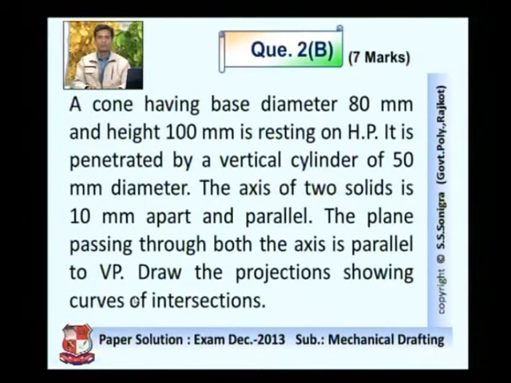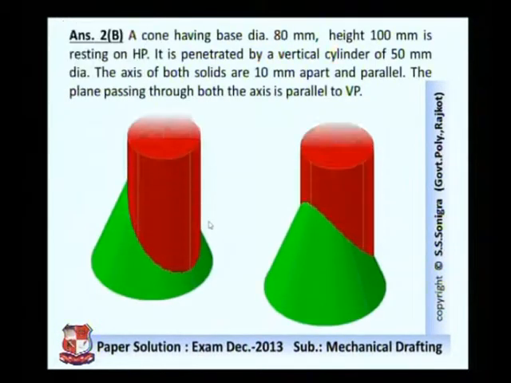So first we have to draw a cone, top view and front view. Top view is a circle having diameter 80 mm and front view is a triangle, width is equal to 80 mm and height is equal to 100 mm. After locating the cone, we have to draw a cylinder of given diameter, and the distance between axes of both the solids is given to us, that is 10 mm. So the given case is like this.